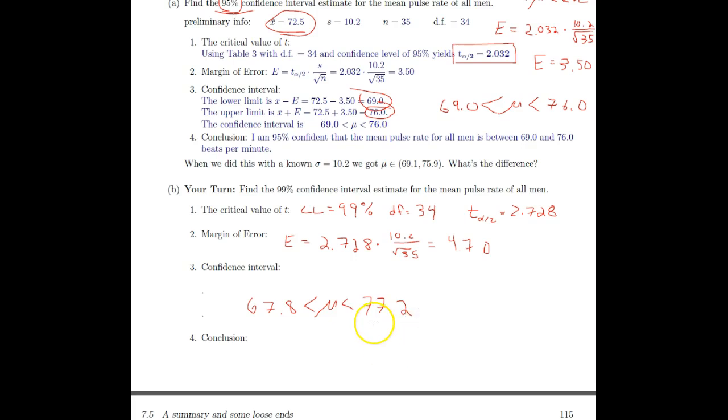All right, and so we can say we're 99% confident that the true mean pulse rate of all men is between 67.8 and 77.2.